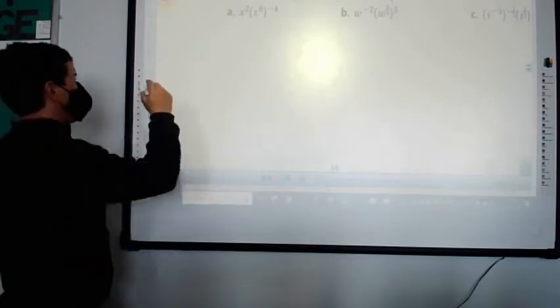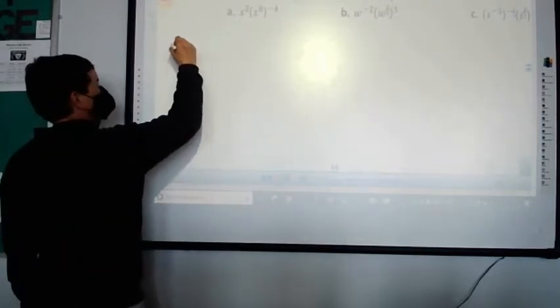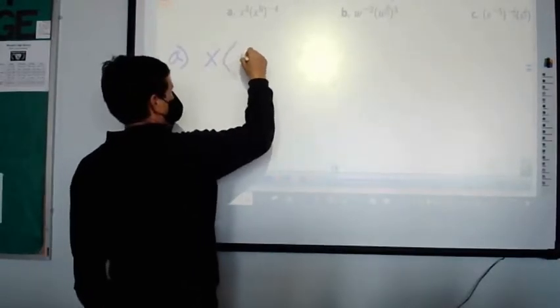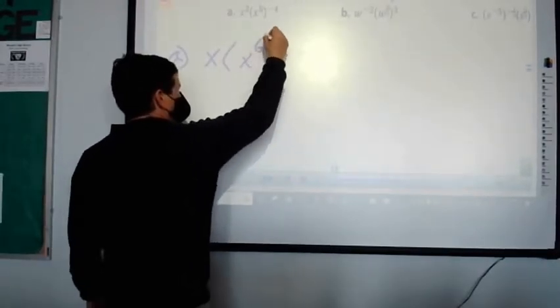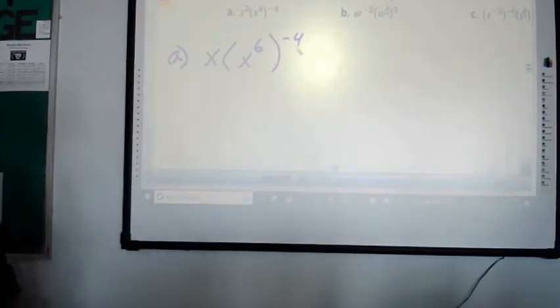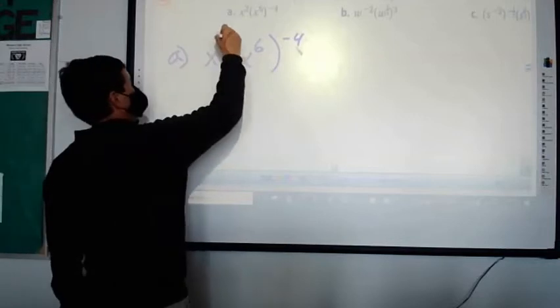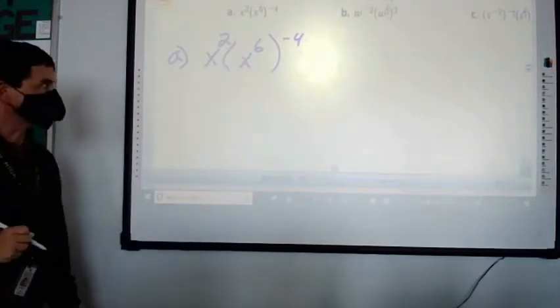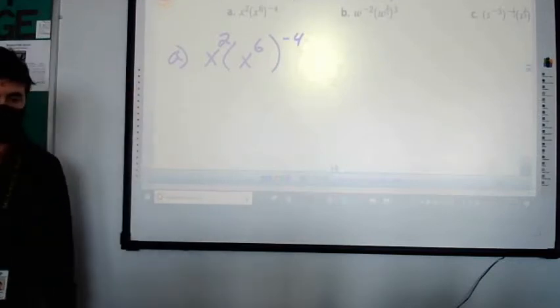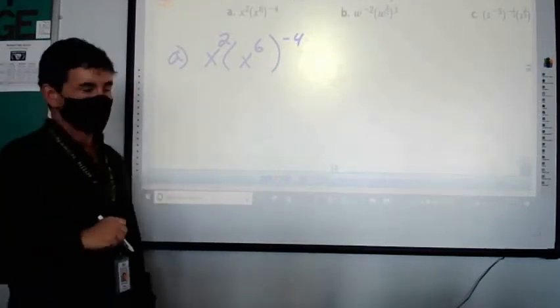So let's do A first. So we have x squared. You don't have to write them all down. We're not going to do them all. Just write the ones down I write down. I forgot the squared. So x squared times the quantity x to the 6th power raised to the negative 4th power.